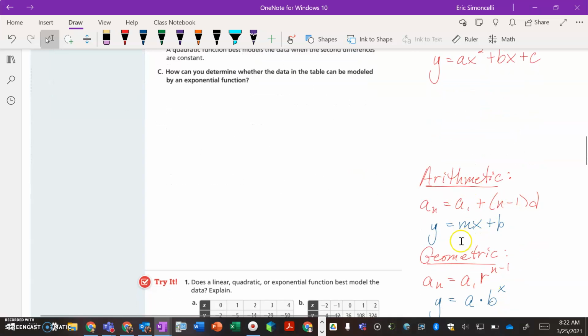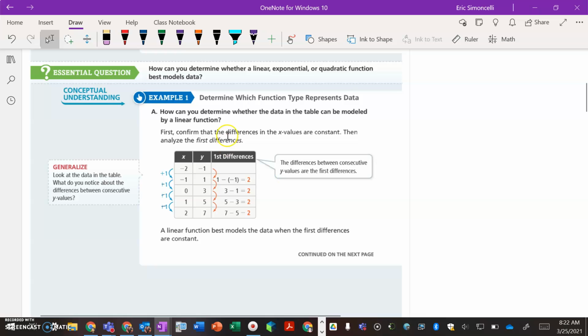I have actually denoted off to the right again what we've already discussed, y equals mx plus b from example 1, particularly 1a, I believe, when we talked about this one.